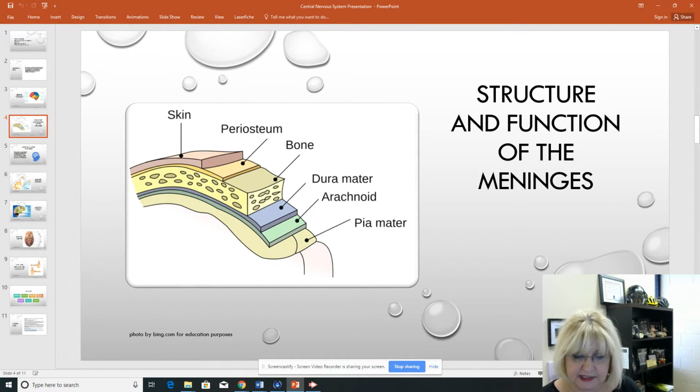Our brains depend on the constant delivery of oxygen and glucose because it can't generate ATP in the absence of either of those. And if you'll remember, ATP is your energy.